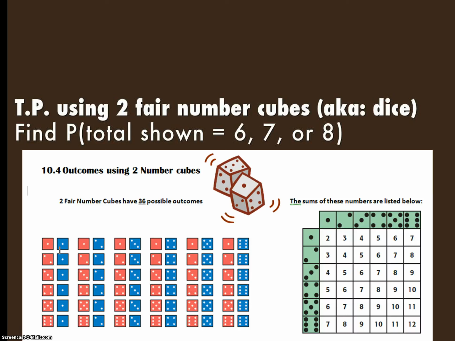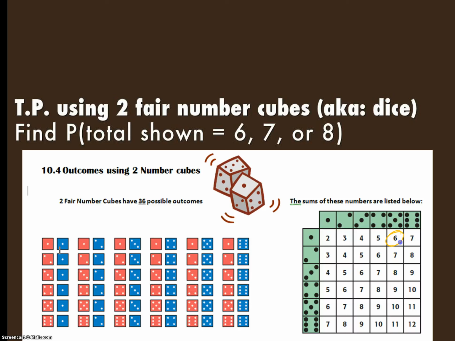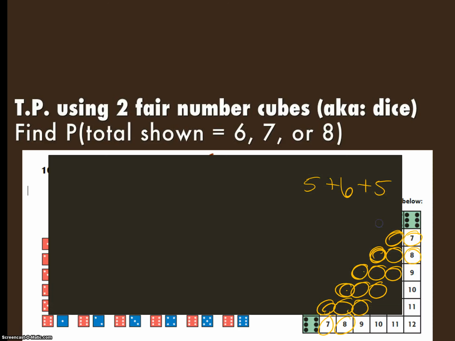Again, use this one for having a total shown of 6, 7, or 8. This is number 19 on your formative. So if you look over here, what's the chance of having a 6? So you count these up. I have 1, 2, 3, 4, 5 of them. Chance of having 7. 1, 2, 3, 4, 5, 6 possible outcomes. Chance of having a sum of 8 are 5 possible outcomes. So I add 5 and 6 and 5 together to get a total of 16. So my chance of having a total of 6, 7, or 8 is 16 out of 36.